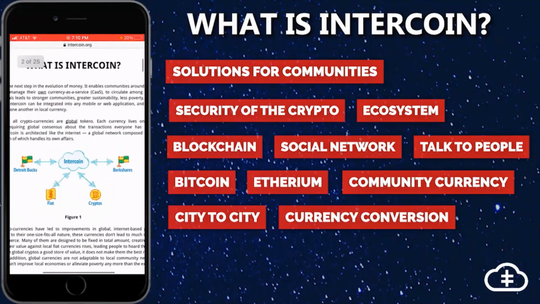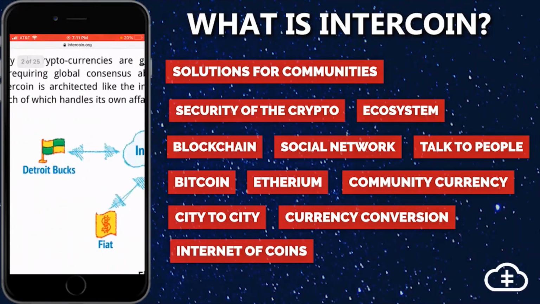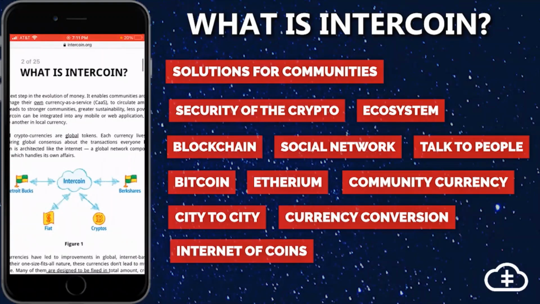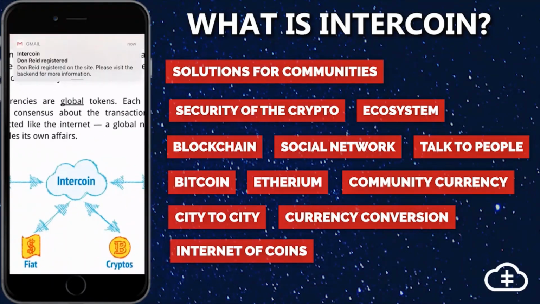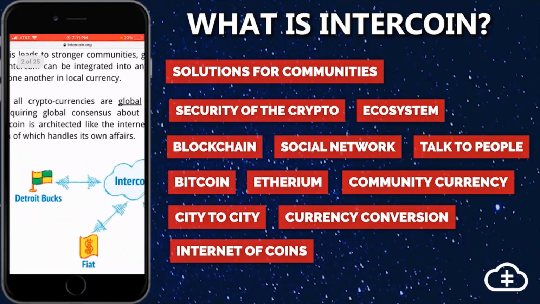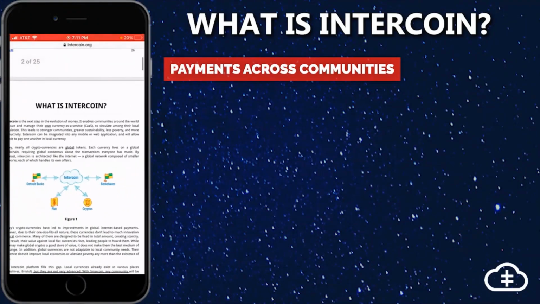So Intercoin is essentially the internet of coins. All of these local coins are exchangeable for one another in the Intercoin network. Intercoin is essentially the reserve currency that all these communities keep on reserve. So for example, if you are from Detroit and you're visiting the Berkshires, you're sitting at a restaurant, you can go ahead and pay with your Detroit bucks and it will be instantly converted into Berkshires.